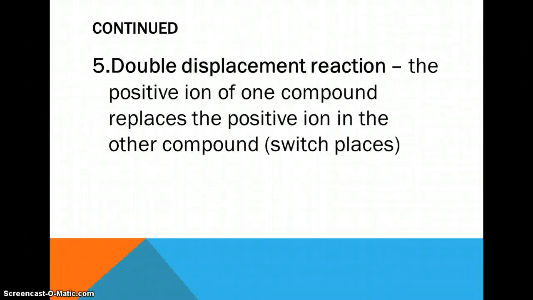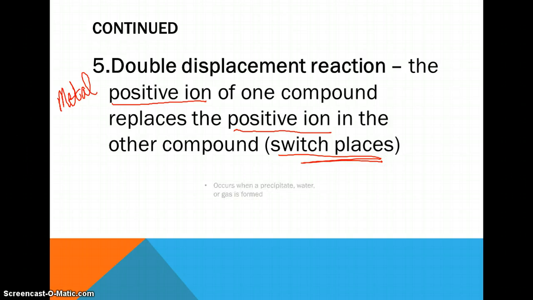Last one, we have number 5, the double displacement reaction. So instead of replacing one thing, we are replacing two things. In a double displacement reaction, the positive ion of one compound replaces the positive ion in the other compound. The really good thing about positive ions is they're usually a metal. So the metal of one compound will switch places with the metal in the other compound.